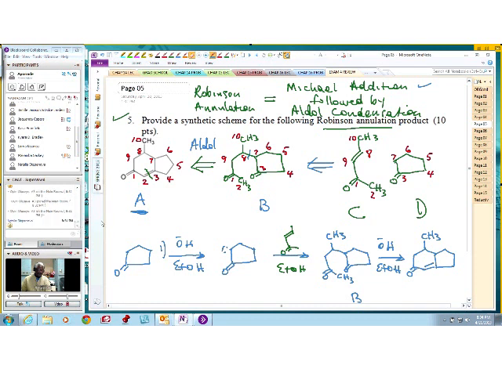The most important feature here, once you see this molecule, you know you are dealing, they told you, you are dealing with a Robinson annulation. You need to go backward to see what are the starting materials for the Robinson annulation product. And that is what we've done here. Once we know what the starting material is, then simply put them together in a synthetic scheme. That is all. And of course, this is what we call molecule A. Okay, so let us go to question number 6.